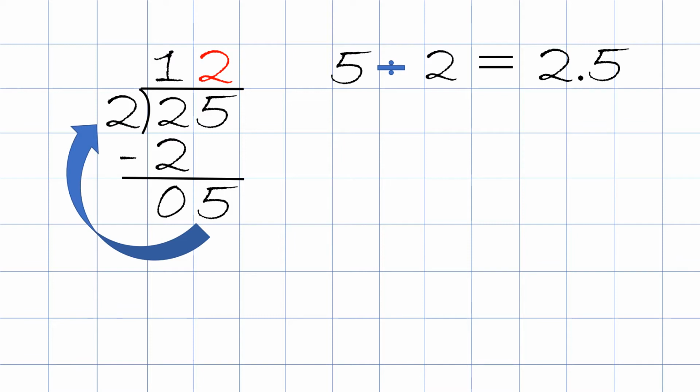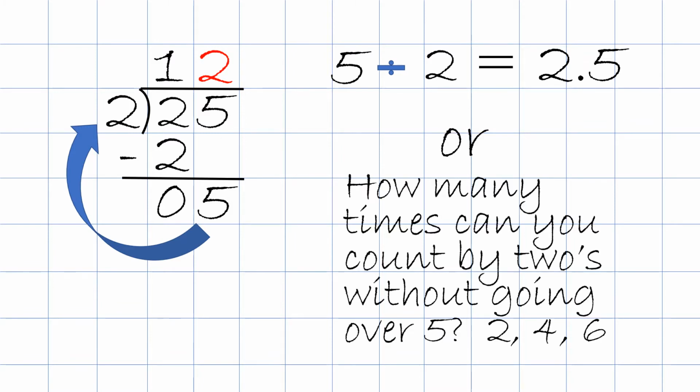Another thing you could do is, in your head, you could ask yourself, how many times can you count by 2s without going over 5? 2, 4, 6. 6 is over 5, so you only could count 2 times, and 2 will be the answer.